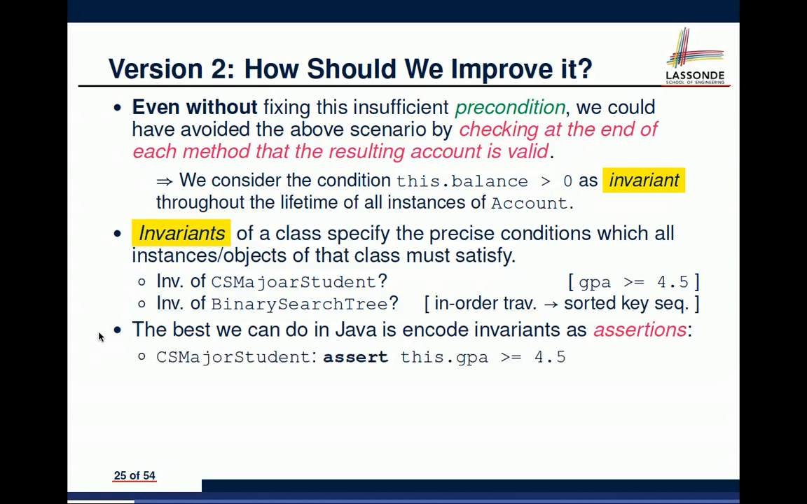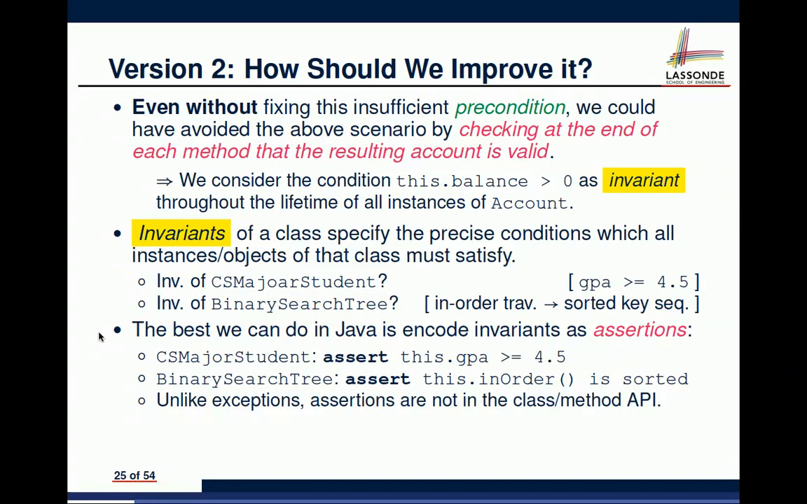For example, you can say assert this GPA larger than or equal to 4.5, right? That's one way to do the invariants in Java. And also, you can say assert the order is actually sorted, right? Just assert. Okay, one thing to note.